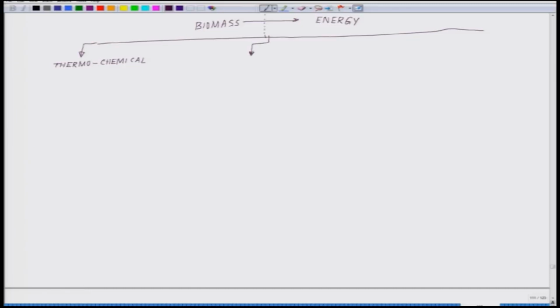The second one is biological or biochemical, and the third one, which is not a very popular one though, is mechanical extraction, a mechanical extraction process with a process called esterification.